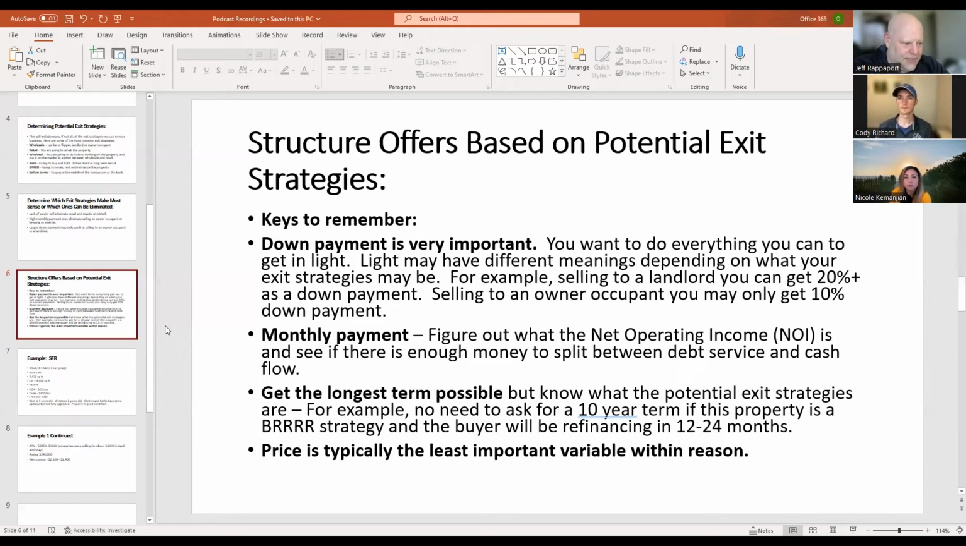The monthly payment, to me, these are probably the two most important variables, the down payment and the monthly. And if you've watched our podcast before, you've seen us work backwards and determine net operating income, or money that's left over that we can split between our debt service and our cash flow. And when we know what those numbers are, it's pretty easy to structure, hey, our monthly payment really cannot exceed this amount.